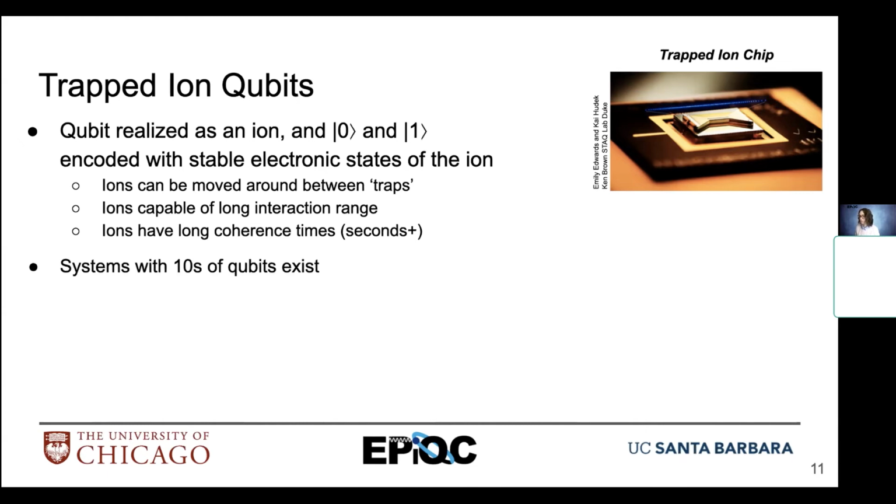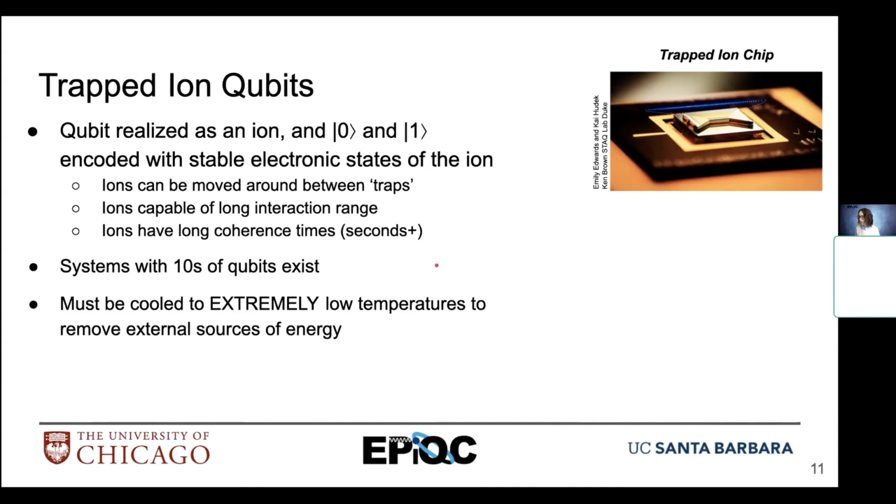So systems with tens of qubits exist for the trapped ion types of devices. And once again, they don't interact with their external environment. We don't want the qubits encoded as ions to decohere. These systems also need to be cooled to extremely low temperatures in order to remove all external sources of energy. So just like with the superconducting devices, we need to make sure that these devices are also housed in a cryogenic refrigerator.